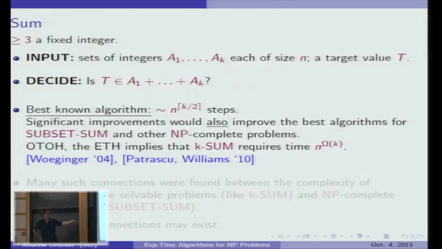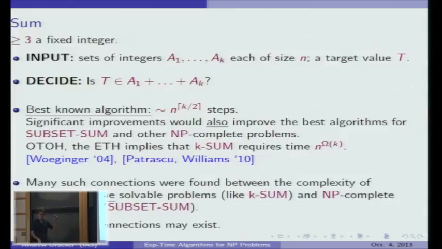It would take time, at least for infinitely many values of k, n to the omega of k as k grows, as you vary the parameter. And note that this k-sum problem is a polynomial time solvable problem for any fixed k. And yet, we're able to somehow take information about the complexity of NP complete problems, which presumably take exponential time or some such, and actually translate that into usable information about the complexity of problems in P. So this kind of commerce between the two domains is, I think, quite interesting.